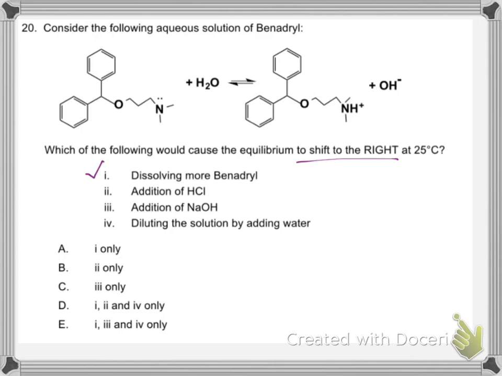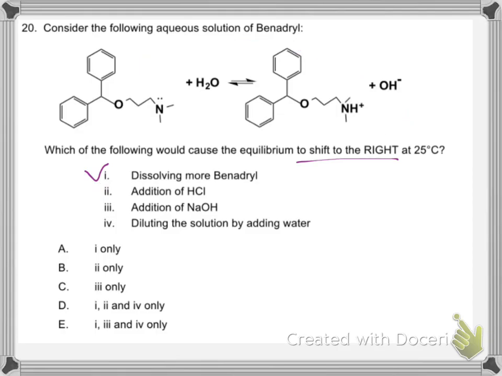The addition of HCl. What would HCl do? Which of these things is H plus most readily going to react with? If you answered hydroxide, you are correct. H plus will readily react with hydroxide to form water, which means that this will indeed cause this to shift to the right. The addition of NaOH, well, that's a source of hydroxide.